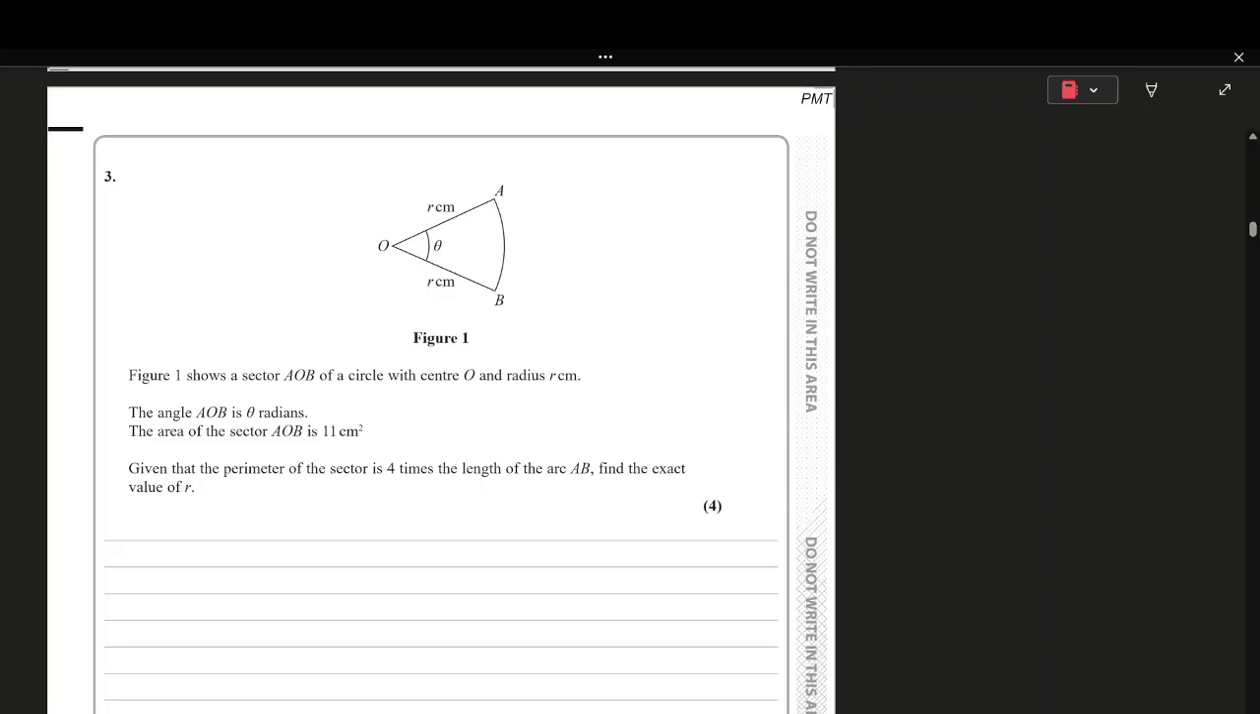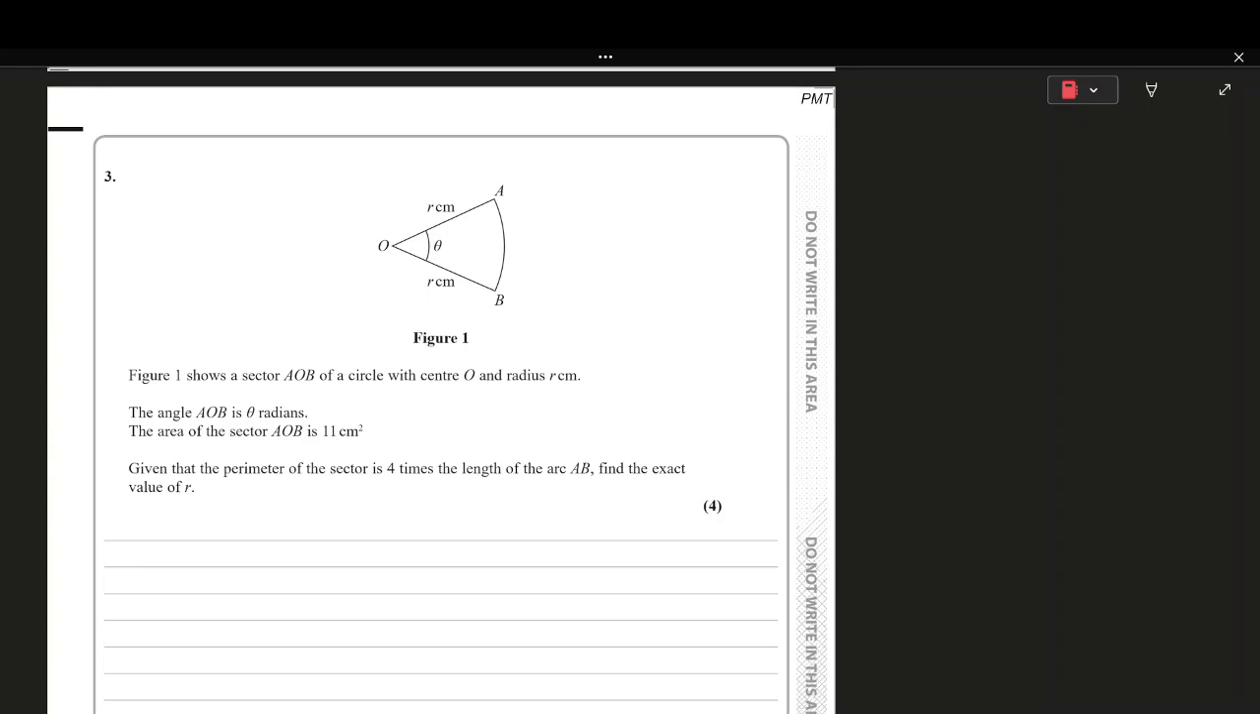So doing question 3, it is a radians question, so make sure your calculator is in radians mode. So we have figure 1 here. The angle AOB is theta radians, so we don't know the exact angle. The area of the sector AOB is 11 centimeters squared. Given that the perimeter of the sector is 4 times the length of the arc AB, find the exact value of r.